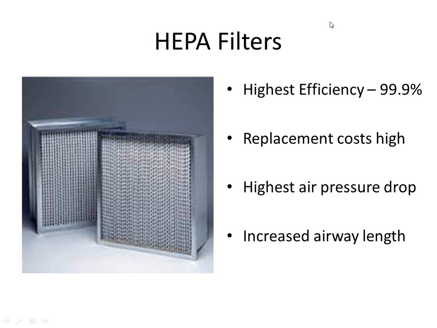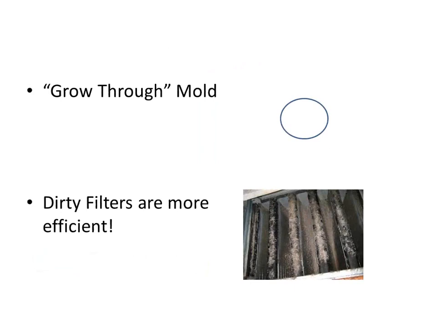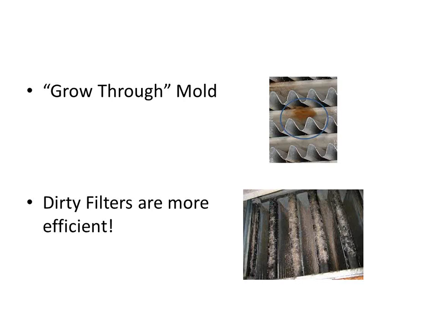All right, let me continue here. One of the problems with HEPA filters is you can have grow-through or flow-through. HEPA filters don't kill everything in them. This is actually a downstream picture, and that is mold growth in that upper picture. So HEPA filters are very efficient, but they don't kill things in there. Now this comes in very important as we talk about some of the different technologies we're looking at. And of course the other upside is dirty filters are much more efficient.